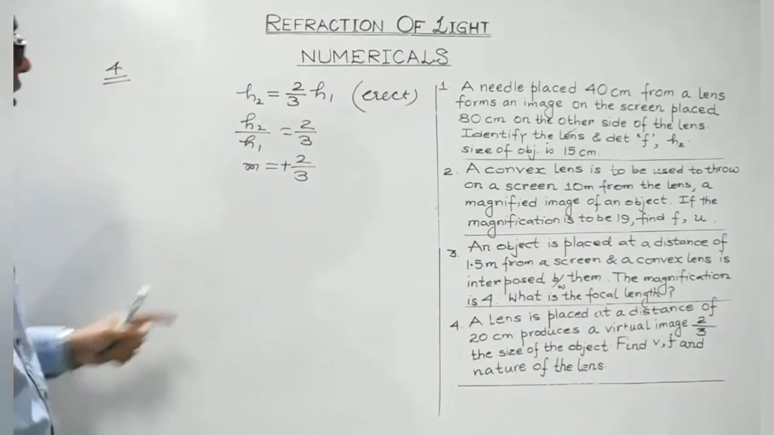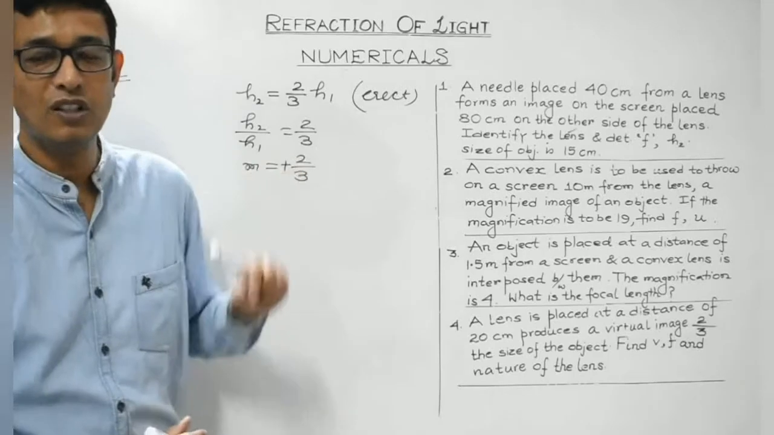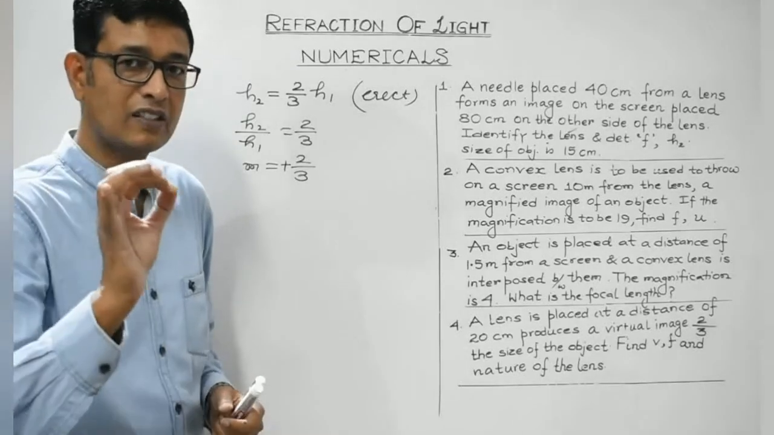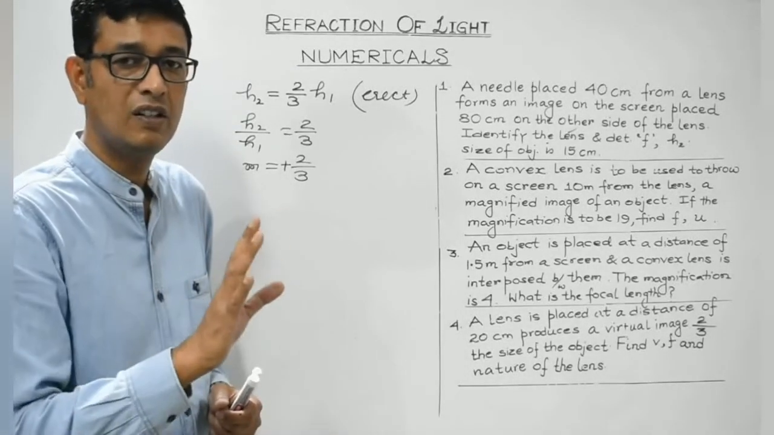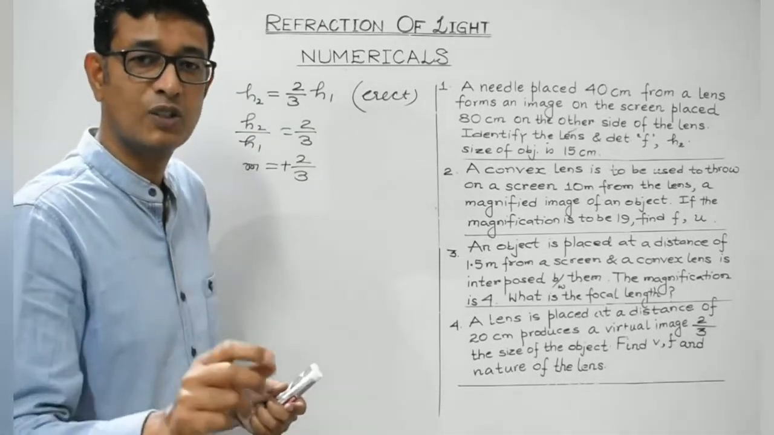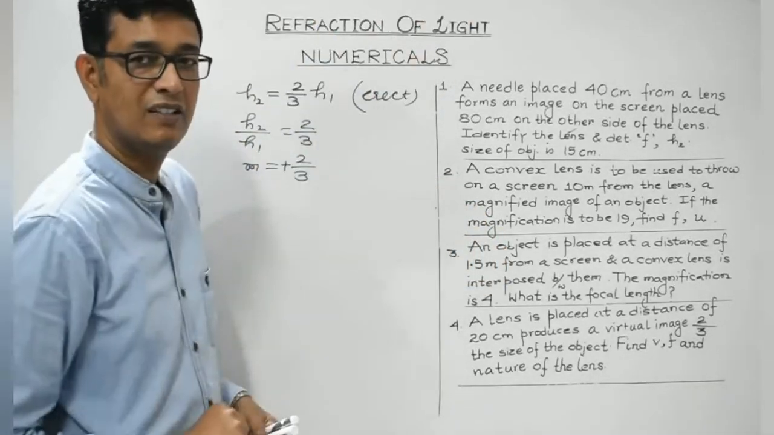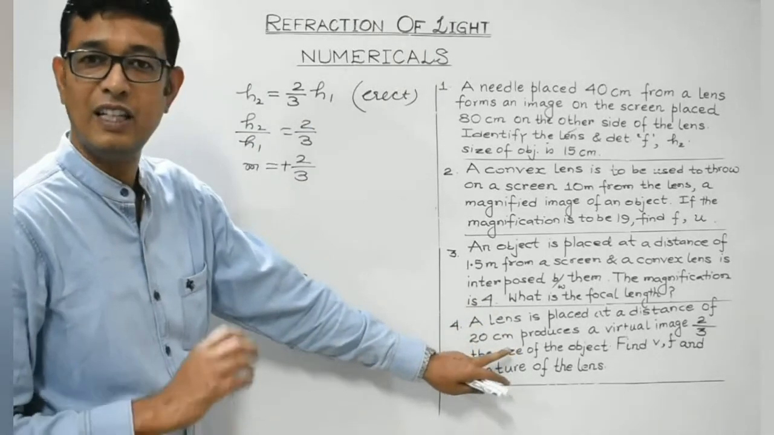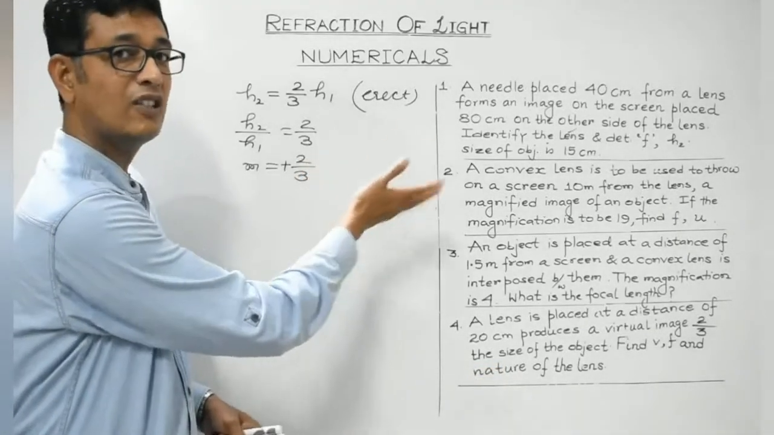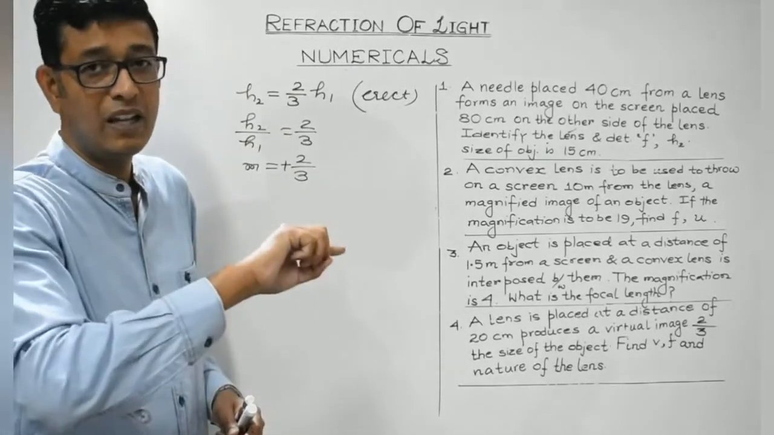So 2 by 3 means linear magnification is less than 1. So the size of the image is smaller, right? It is virtual and smaller. Now look, students. In the case of a convex lens, whenever the image is virtual, then it is always magnified. Remember the situation: in the case of convex lens, when the object is placed between the optical center and the focus, then a virtual, erect and magnified image is obtained. But here, the image is given to be virtual, but its size is less than the size of the object. That is, in this case, the image is virtual and diminished.